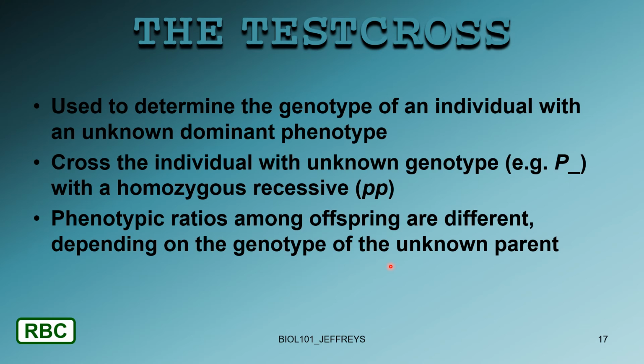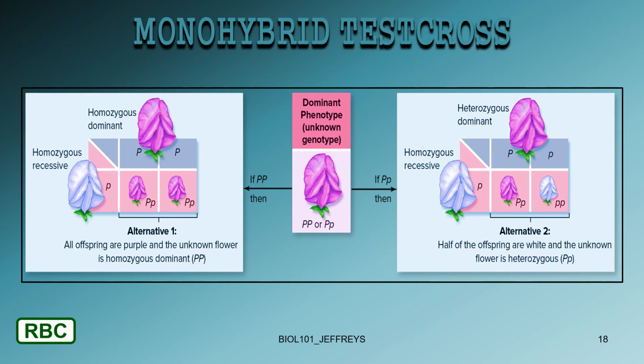And the phenotypic ratios among offspring are different depending on the genotype of the unknown parent. Okay. And so when you do that, you're able to determine what the genotype is of that unknown. So the dominant phenotype, we get the purple flower. We don't know if it's big P, homozygous, or big P, little p, heterozygous. Right? So we cross it with a homozygous recessive. That's little p. We know what that genotype is.